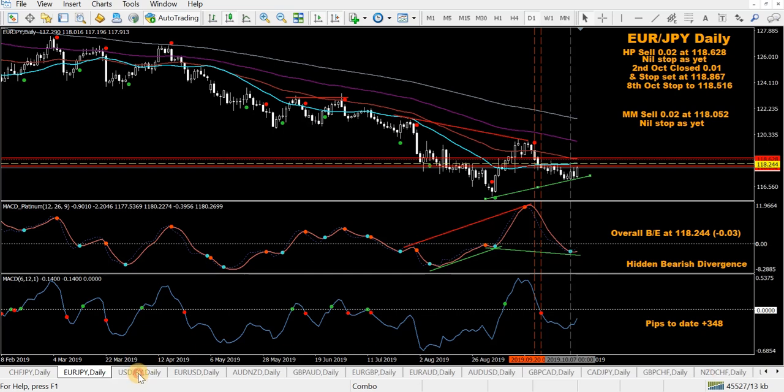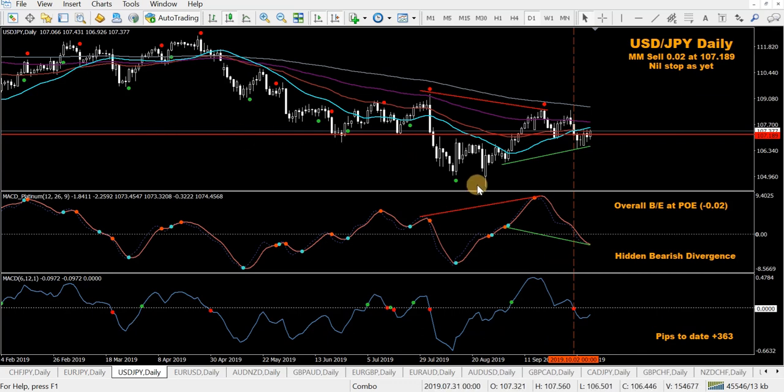Here we go. USD, Japanese yen, hopefully. Or I might have to pause. Here we go. All right, what did I do here? Took a mod MACD sell in here. That's all I'm in. It's gone down, it's come up, it's gone down, and it's just above the entry level, going nowhere fast. Again, possible hidden bullish divergence forming, but it's got to be confirmed.